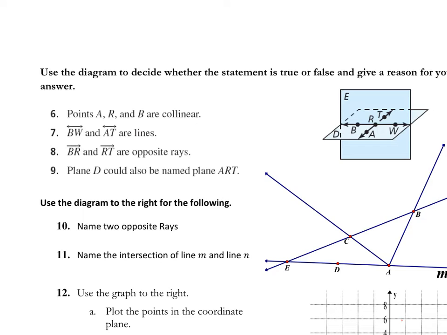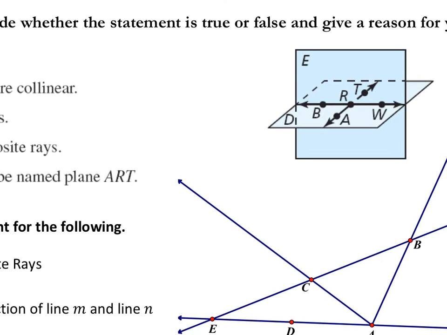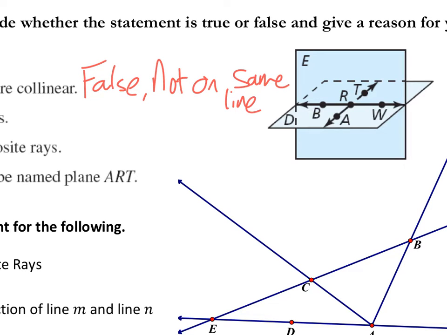So is A, R, and B collinear? Well, here's A, there's R, and there's B. So no, that is false because they are not on the same line. Collinear means on the same line. So false. They are not on the same line.